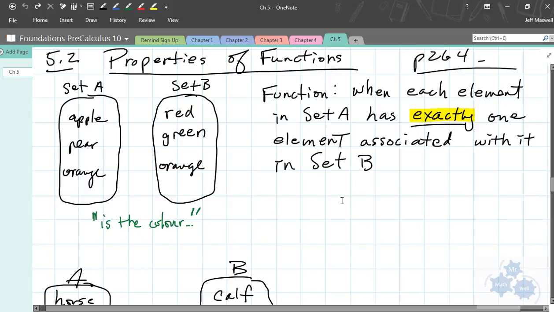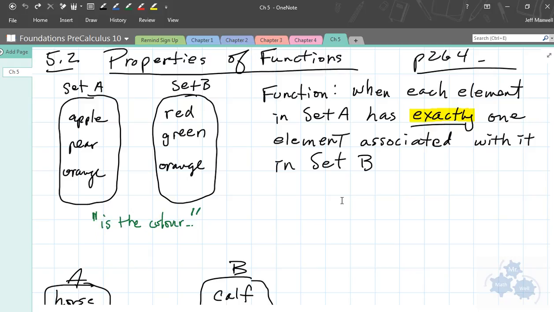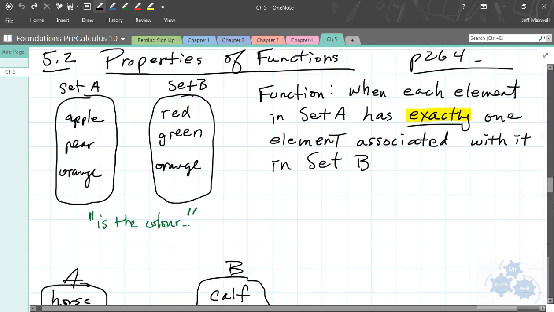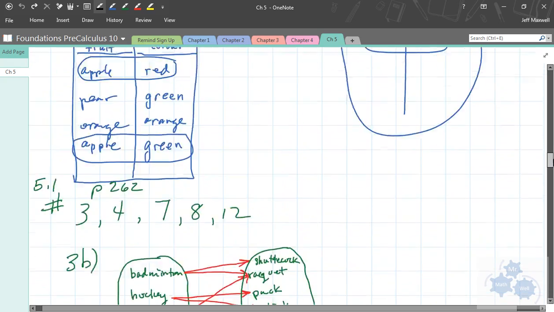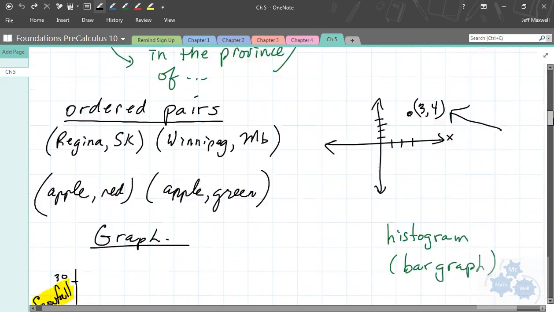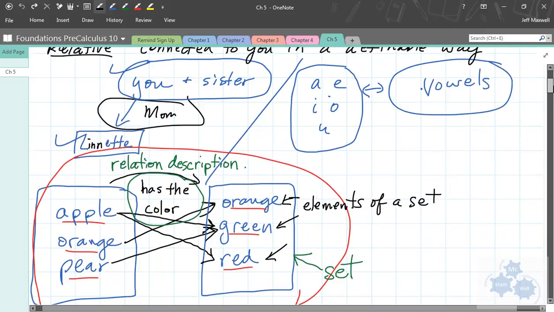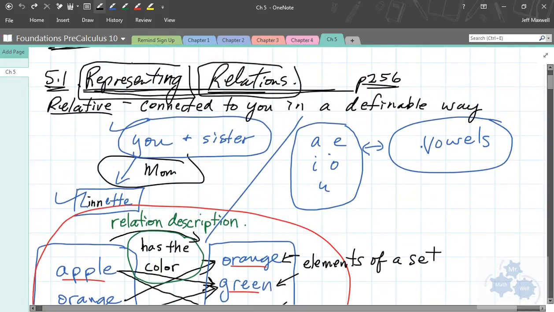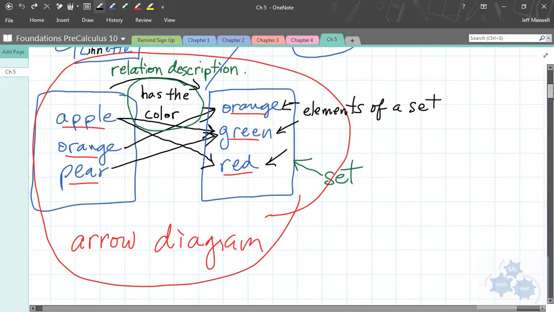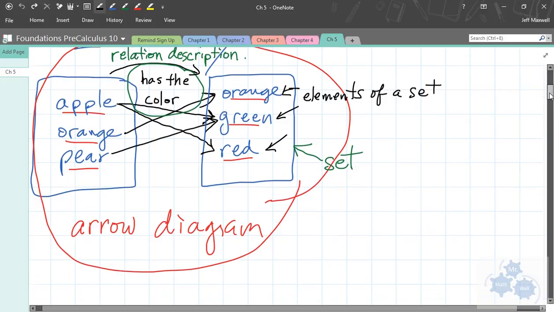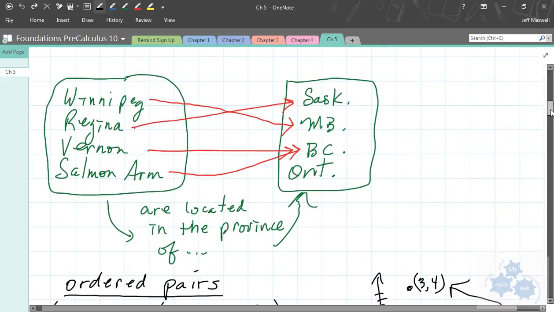All right, so this lesson is Foundations of Math in Pre-Calculus 10, Section 5.2, Properties of Functions. So we had talked earlier in the last lesson about relations, and these are some of the notes that we went through. We expressed and showed how two quantities can be related to each other. We talked about people being related. We talked about things like fruits and their colors being related. And we talked about these things in terms of relations.